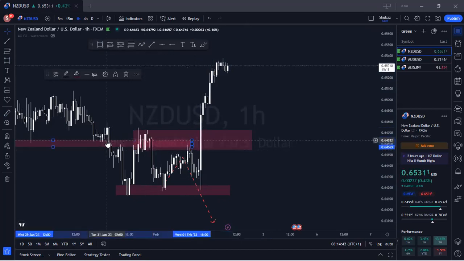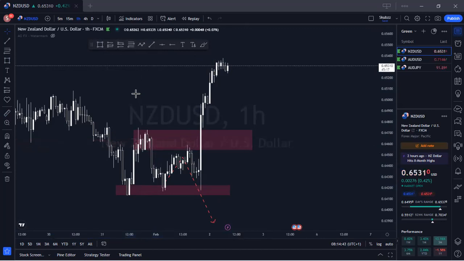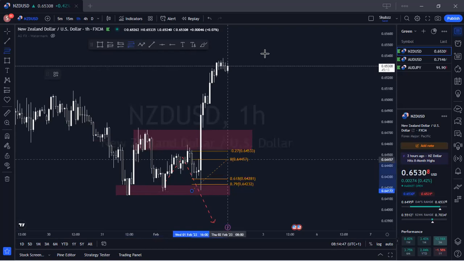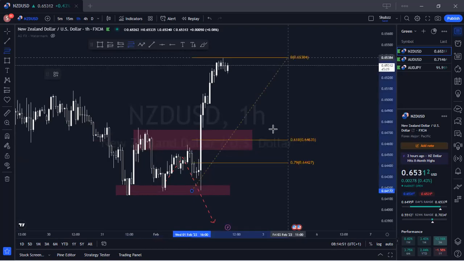Let me drop my Fibonacci from the low to the high, from here to here. You can see that the 0.61 is just at the middle of that point. So I actually see price come back into this area here before we go up.